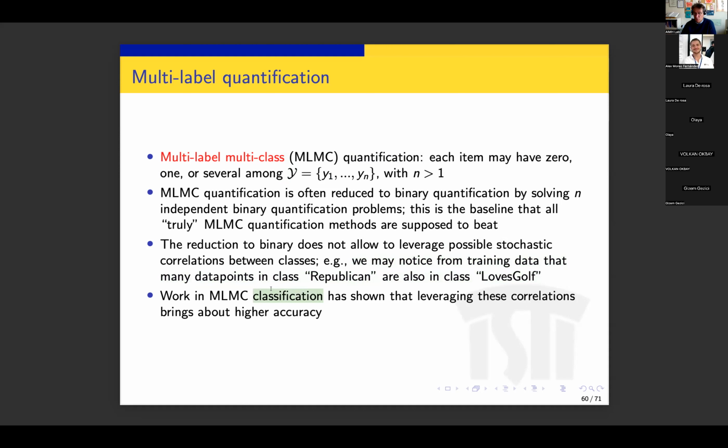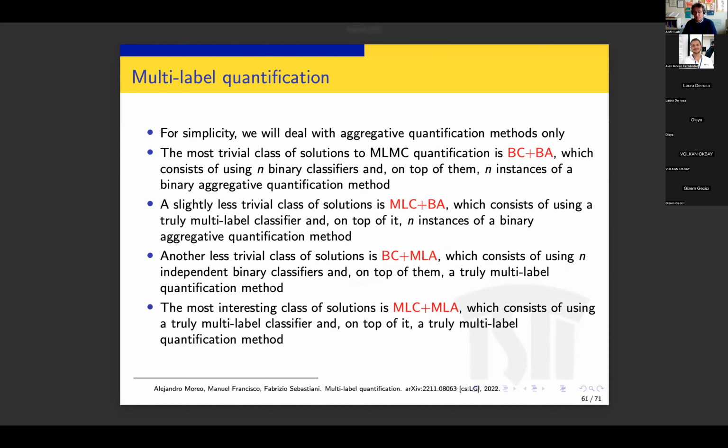And indeed, this is what multi-label, multi-class quantification methods attempt to do. Okay, so how could you set up a multi-label, multi-class quantification system? Here I will draw examples, for simplicity, from aggregative quantification methods only, that is, methods that first require a classifier to assign individual labels to all of the data points.